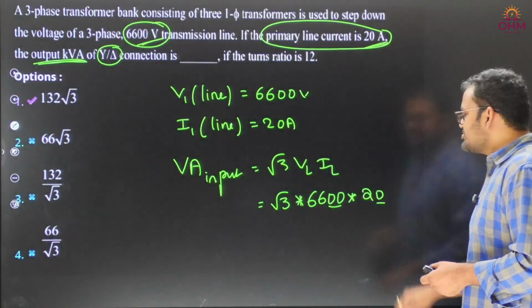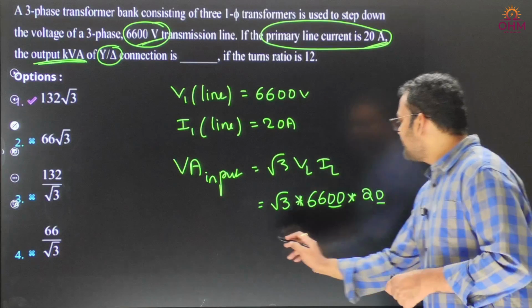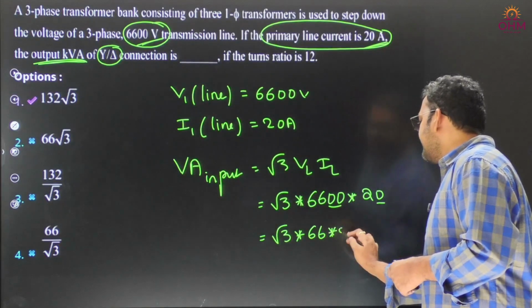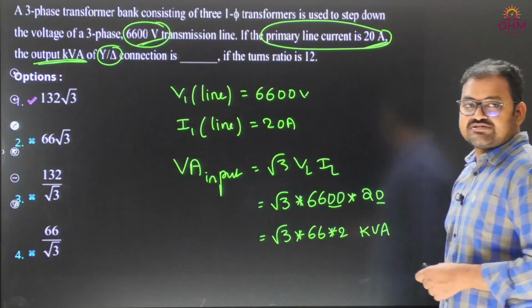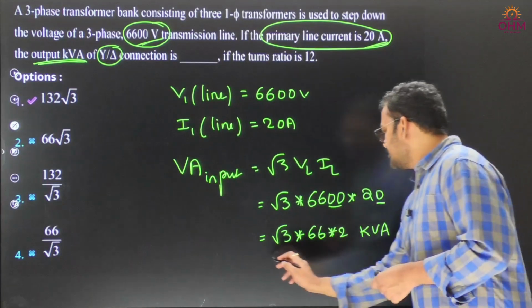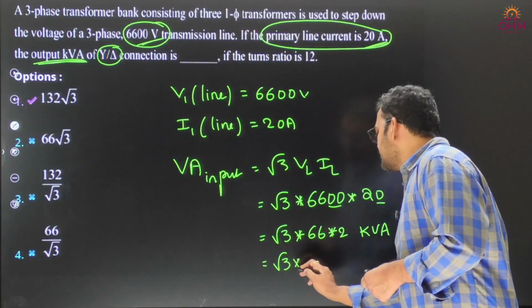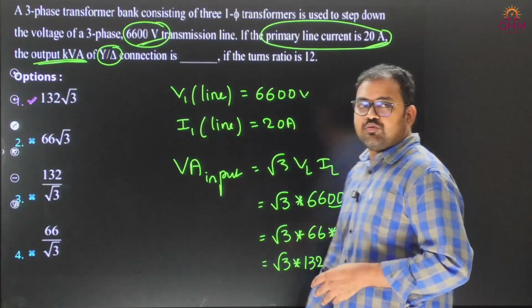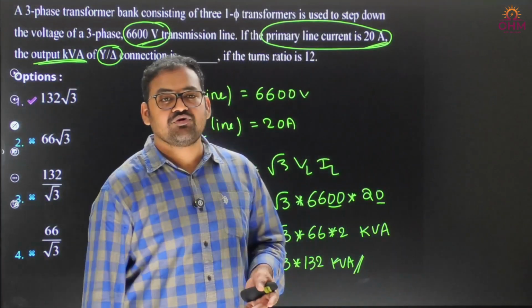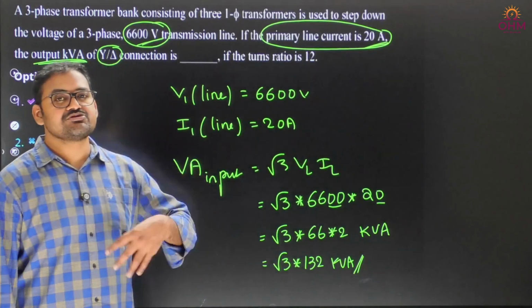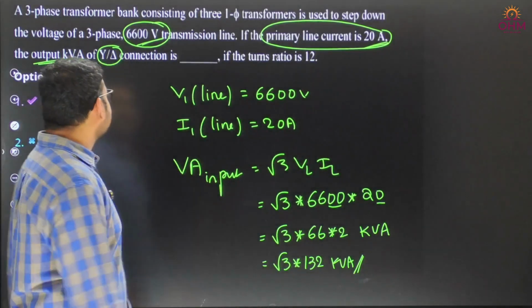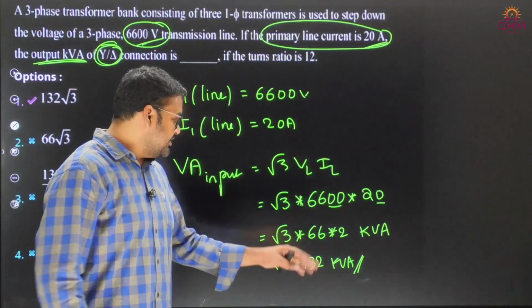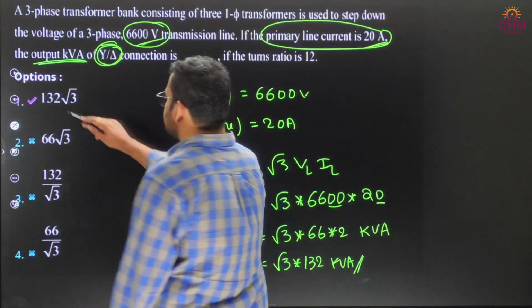These 2 zeros and 1 zero will give you kVA rating. Therefore, finally it is root 3 into 66 into 2 kVA. What is 66 into 2? 132. So it is root 3 into 132 kVA. Remember guys, this is input kVA. Then what about output kVA also? Same, because in transformer, volt ampere rating is same on input side and output side. So it doesn't matter whether it is star delta connection or delta star connection, the VA rating remains the same, root 3 into 132 kVA. So first statement is correct.